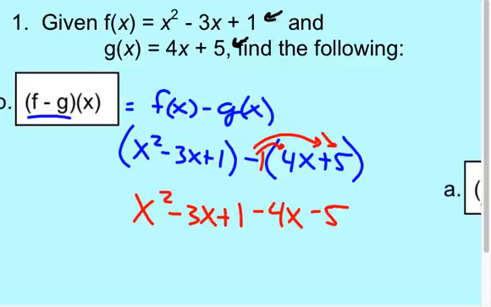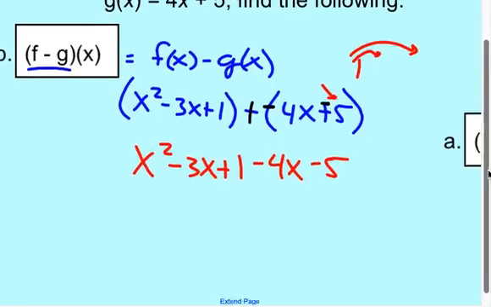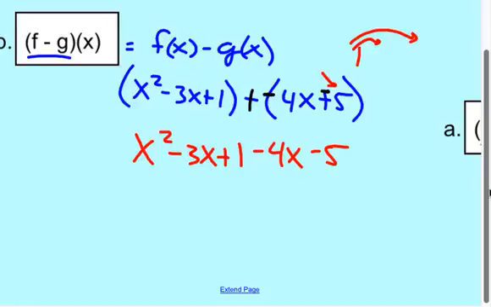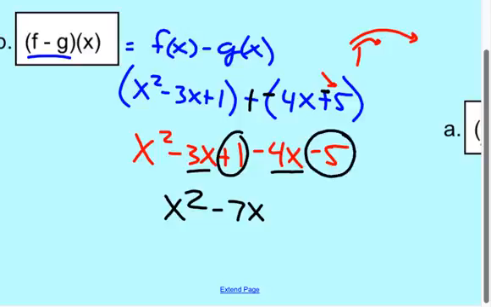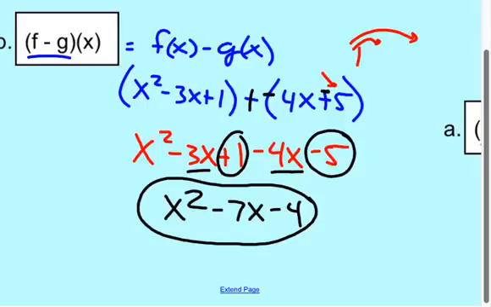So you got to rewrite that. Or it's just the same as running a negative through it. Some people do this, but make sure you don't make a mistake. Change this to addition and run a negative through it. It's the same thing. I don't care which way you do it, as long as you do it right. And then you combine like terms again, like you're adding. So it's x squared, negative 3x and negative 4x now is negative 7x. 1 and negative 5, that's going to give me negative 4. And we're done.